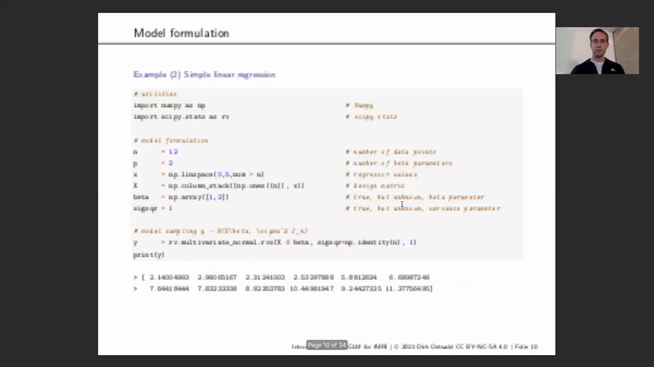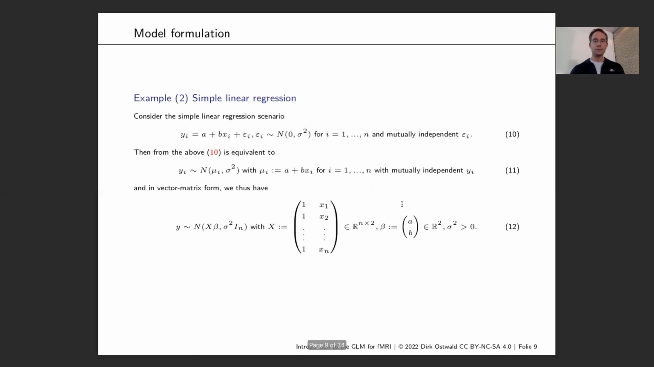So the trick, of course, and the knowledge that you need for that is how to do this matrix product, x times beta. It's kind of a nice matrix product in the sense that this beta is always just a column.